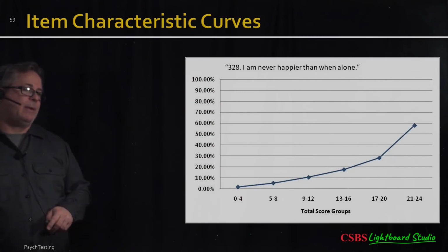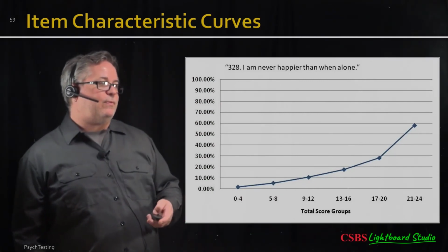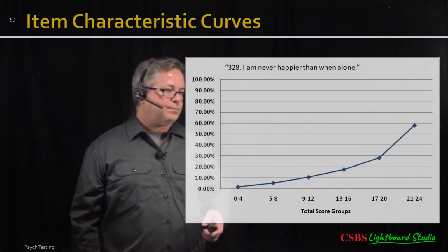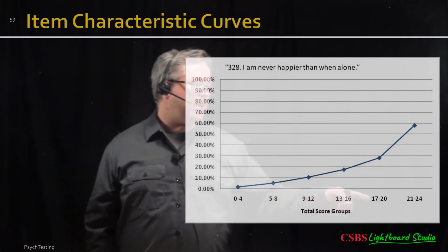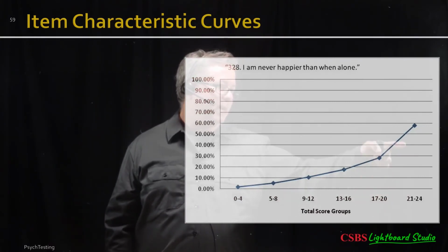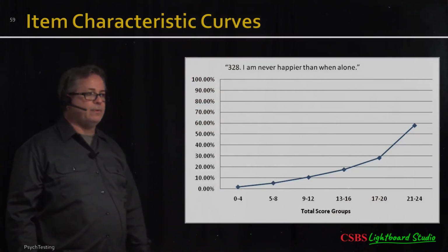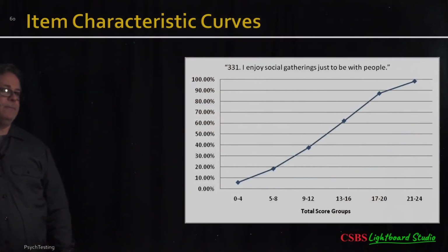I'm never happy when I'm alone. Remember, I think this was one of the most difficult items. You can see why. You have to be in the highest group to just barely pass a 50% chance of endorsing. All right, so it's super high. At this point, it becomes rather discriminating. You can discriminate between people in these two groups. It's just super difficult. So that's probably one of the more difficult items.